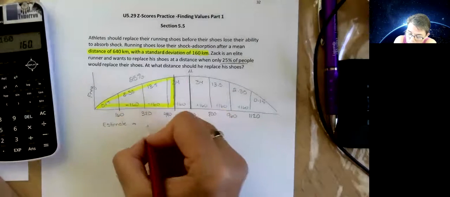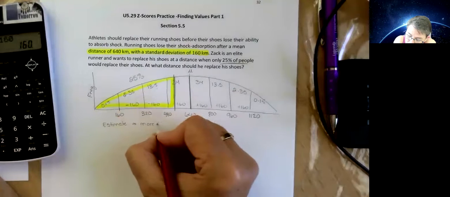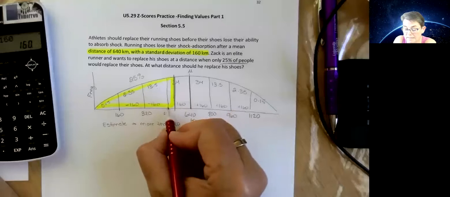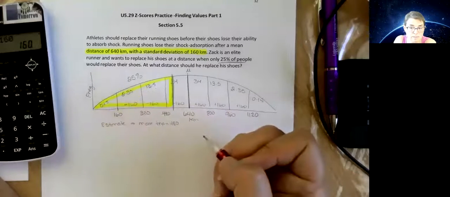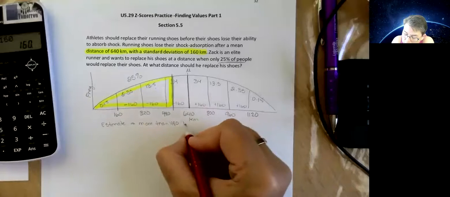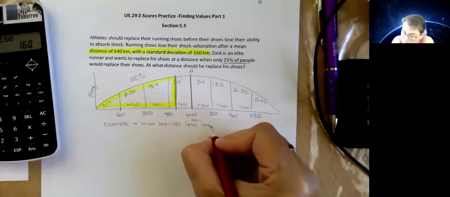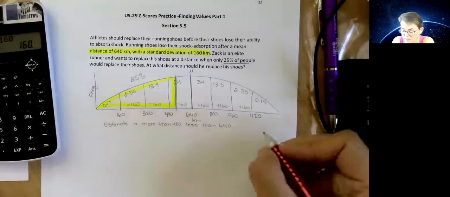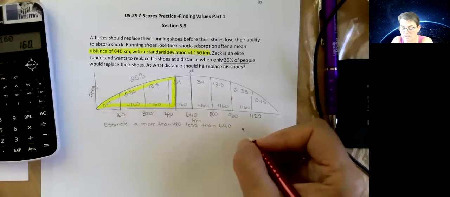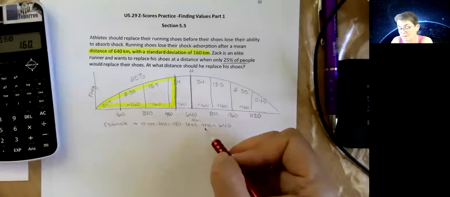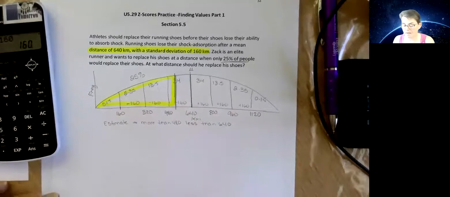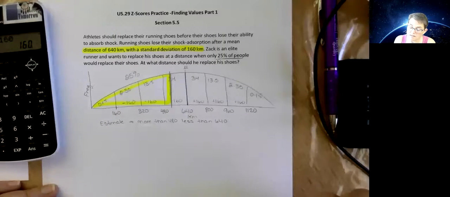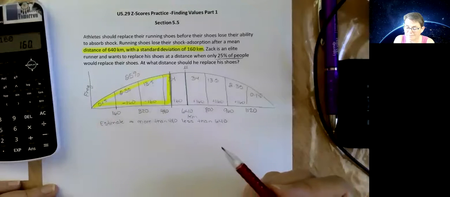So it needs to be more than 480, because at that point, adding these up again, only 16% of the population would have done it. Less than 640, because at that point, that would be 50% of the population. I guess I probably just could have said between 480 and 640. Oh well. All right. So we have a rough estimate where it should be. And we know it's going to be less than our standard deviation.